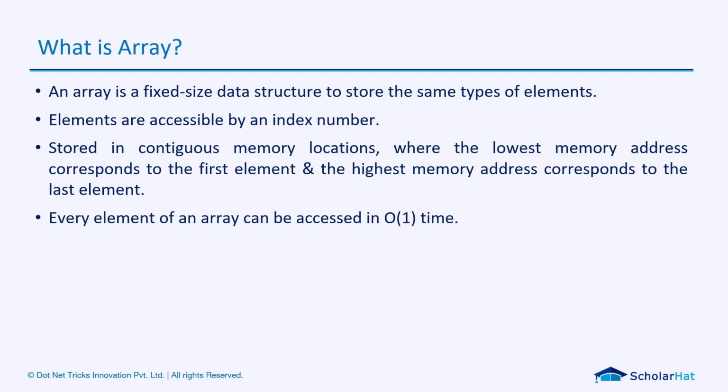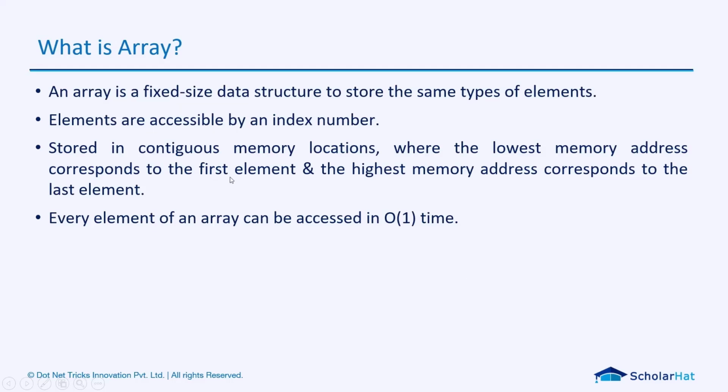Arrays are stored in contiguous memory locations, where the lowest memory address corresponds to the first element and the highest memory address corresponds to the last element. So this is the indexing of the array. The first array element starts from 0, so we consider the first element to be the 0th index of the array, and after that it increases by one location.